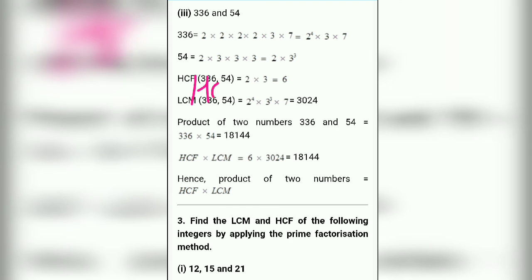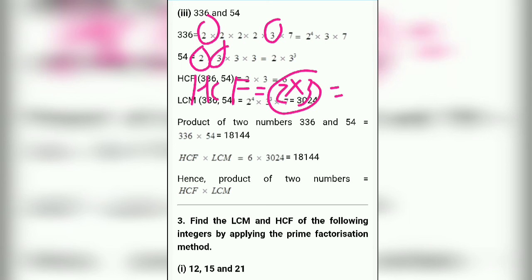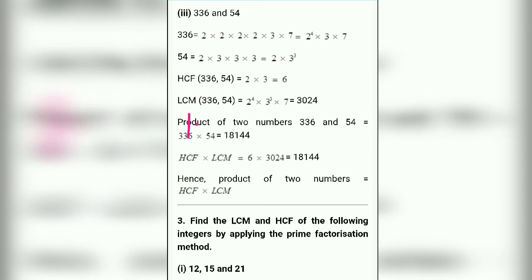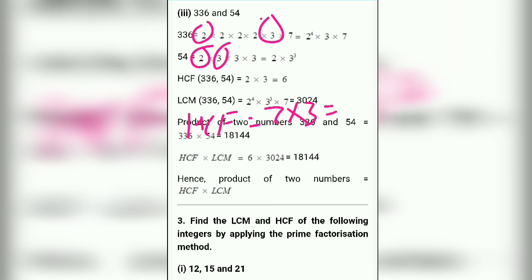Now first of all, the SCF. For SCF, what we need to do? We just need to find the common factors. Here we have 2, here also we have 2, so one time we need to write 2. Then 3 is present in both these numbers, so one time we need to write this 3, and no other factors are common. So this is the answer for SCF: 2 multiply 3, SCF is equal to 6.